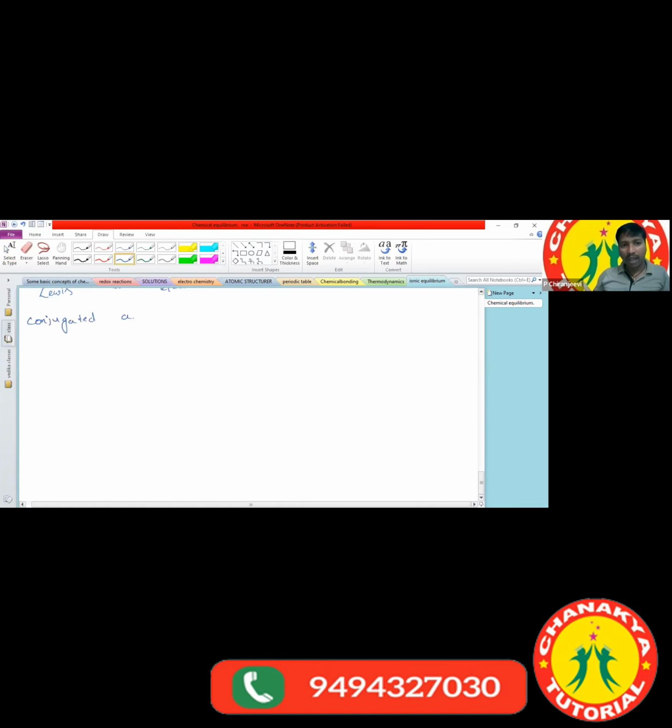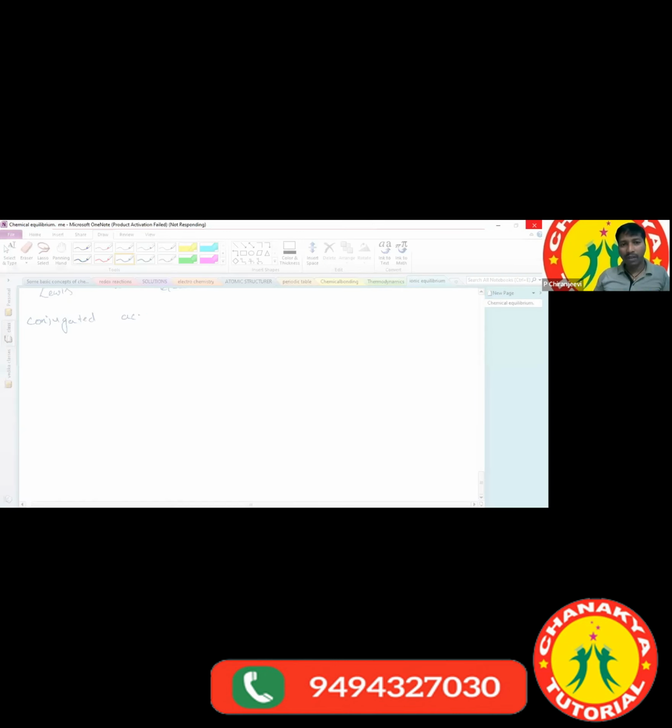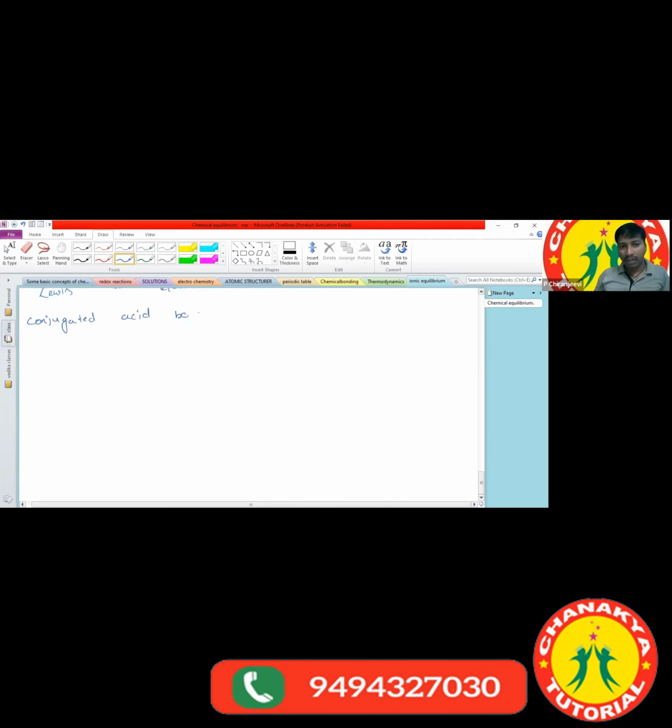Conjugated acid base pair. Sir, what is meant by a conjugated acid base pair? First I'll give some examples. Here, I'm taking a conjugated acid. What is an example of a conjugated acid? HCl. Okay, HCl. What is the conjugated base of HCl? The conjugated base of HCl is Cl minus.